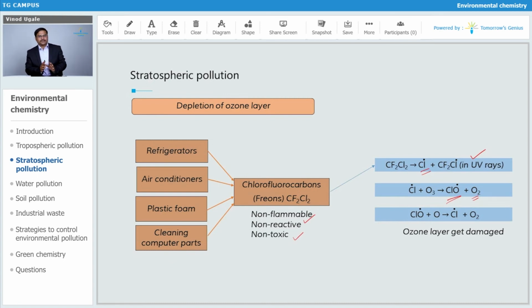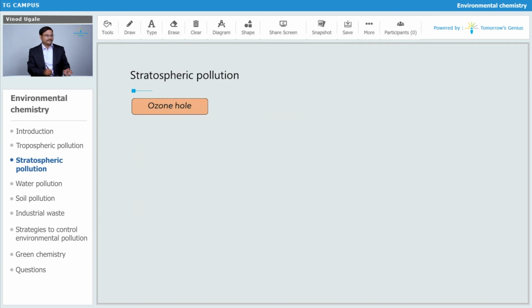CF2Cl2 is non-reactive. Being non-reactive, it will remain there for a longer time, then it will go up to the stratosphere, to the ozone layer, get exposed to the sun rays, and then get homolytically cleaved to generate a chlorine radical. That radical is going to damage the ozone layer. So when it damages that ozone layer, what do we have? Let's see the ozone hole.